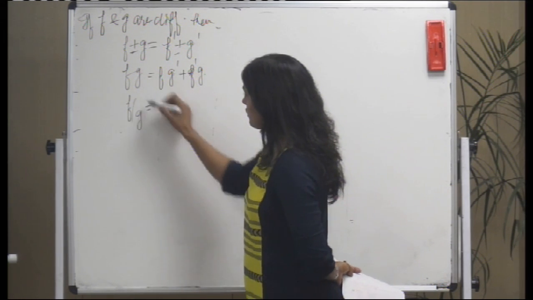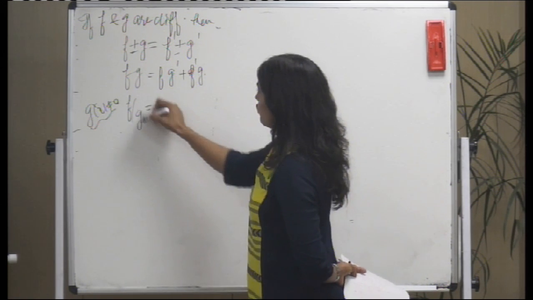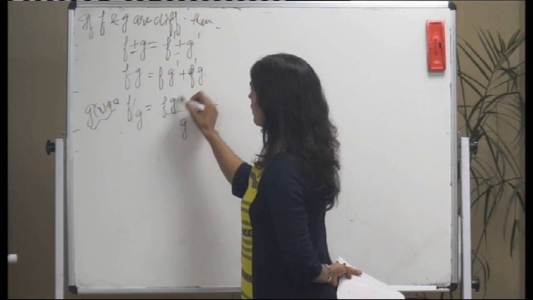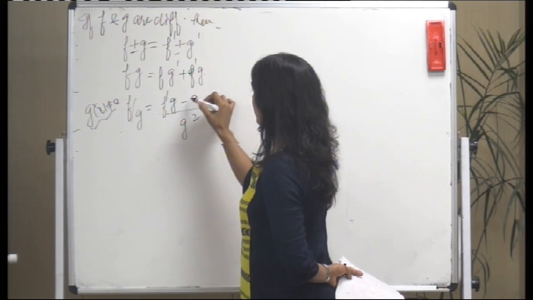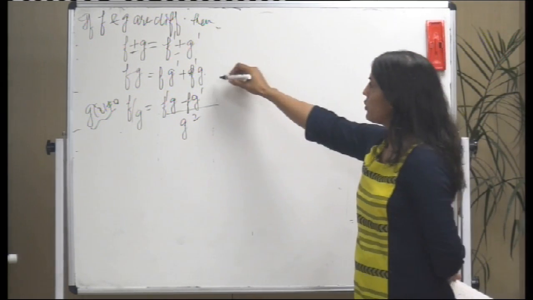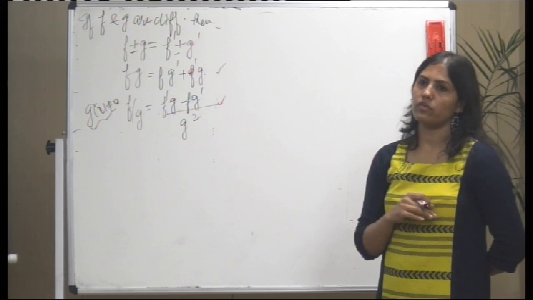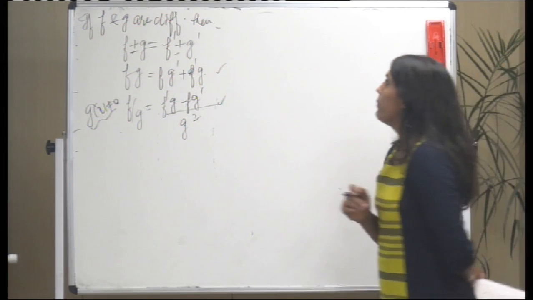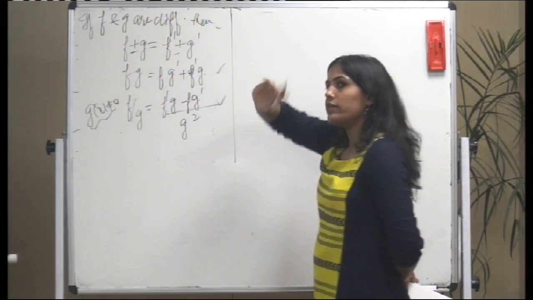For division, g x should be not equal to 0. This is the condition. For this, you know, g square in the denominator, and in the numerator f dash g minus g dash f. These are the 4 rules. This is the product rule, this is the quotient rule. So this is true for any two functions, if they are differentiable. Is it fine?